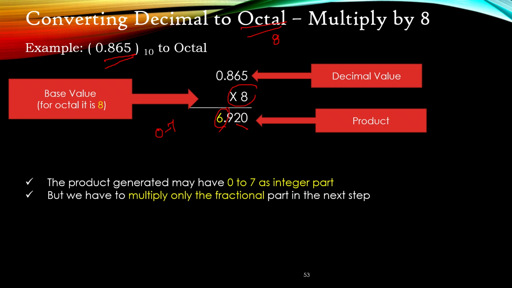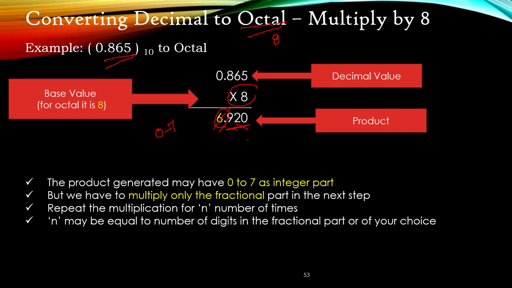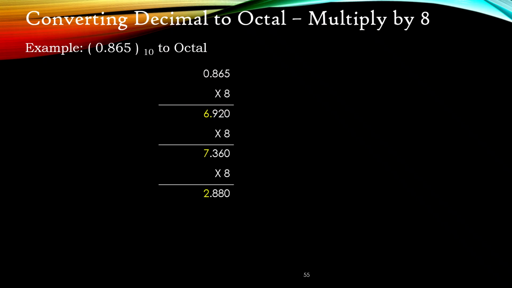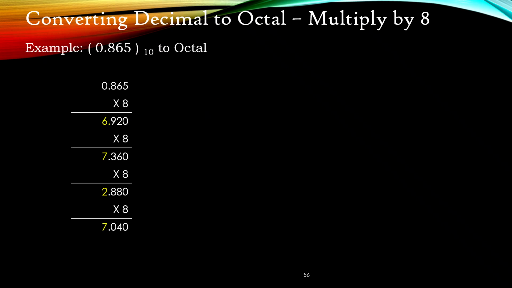And we have to multiply only the fraction. We have to leave off the integer part for the second time and third time when we are going. And we have to repeat that n times, or we can stop when the decimal part becomes 0. So the second time, I'm multiplying by leaving the 6, I'm getting 7.360. Again I'm going to continue by leaving the 7. I'll be getting the answer as 2.880. Again, I'm continuing. So let me stop it off.